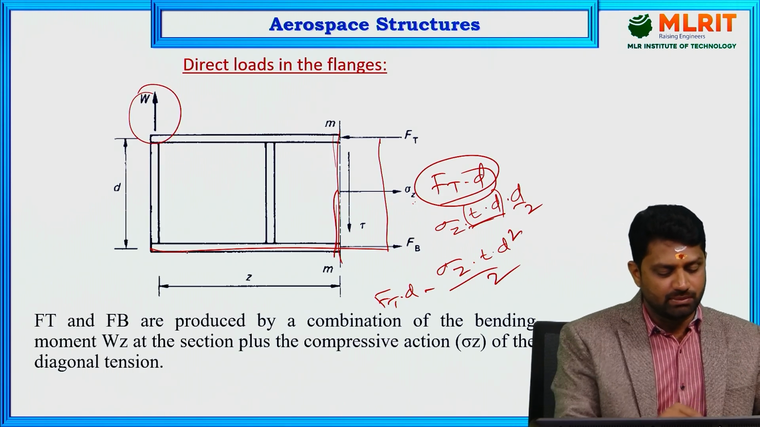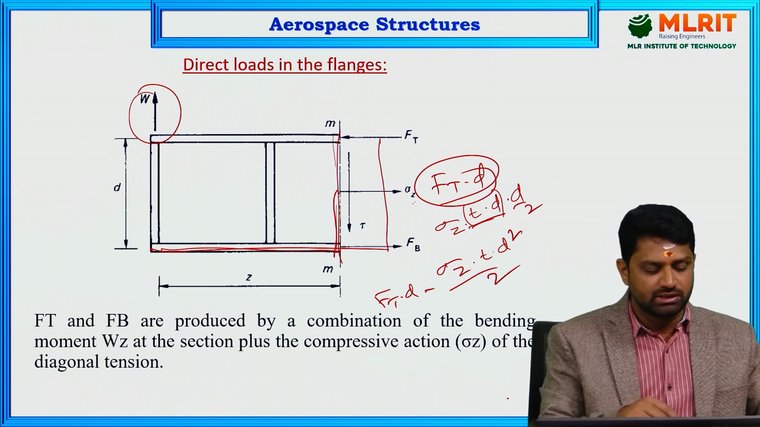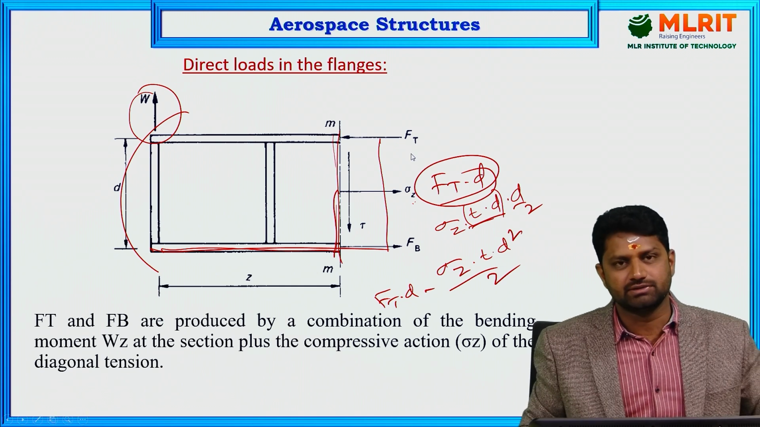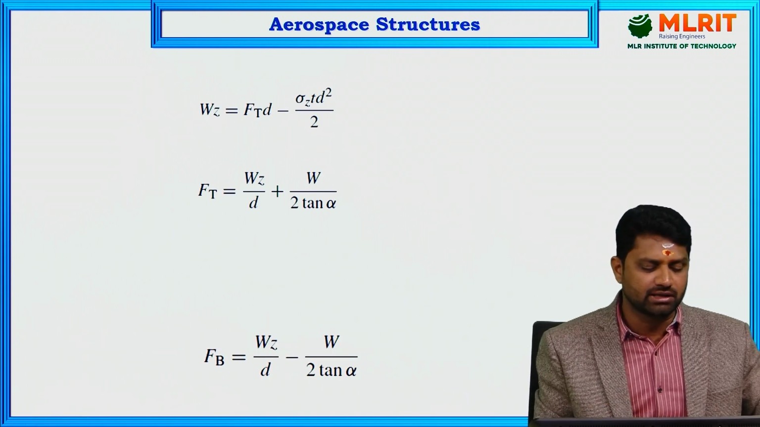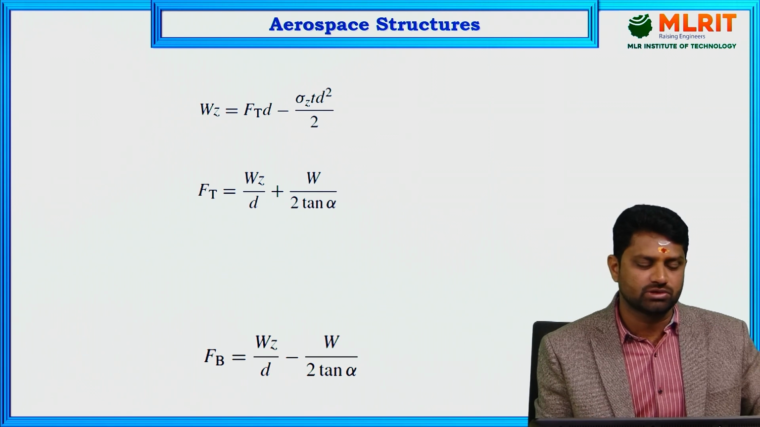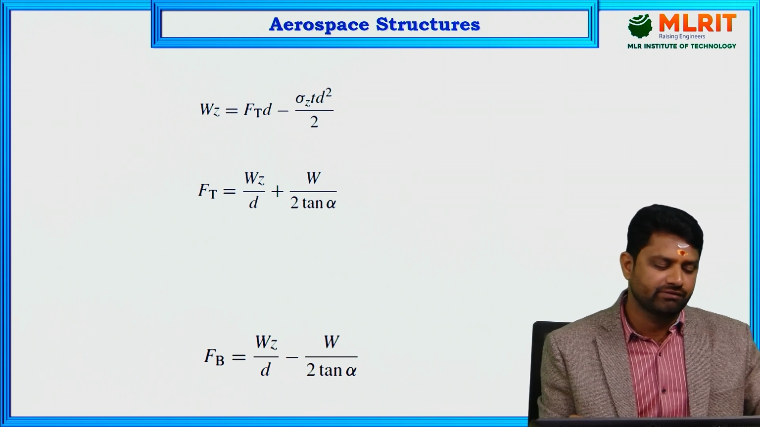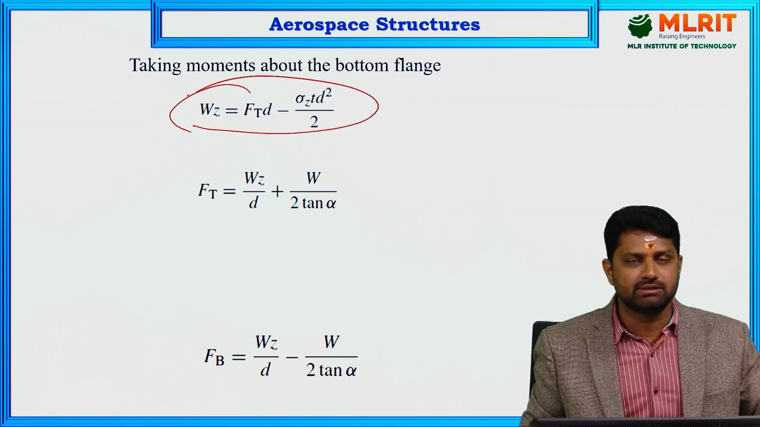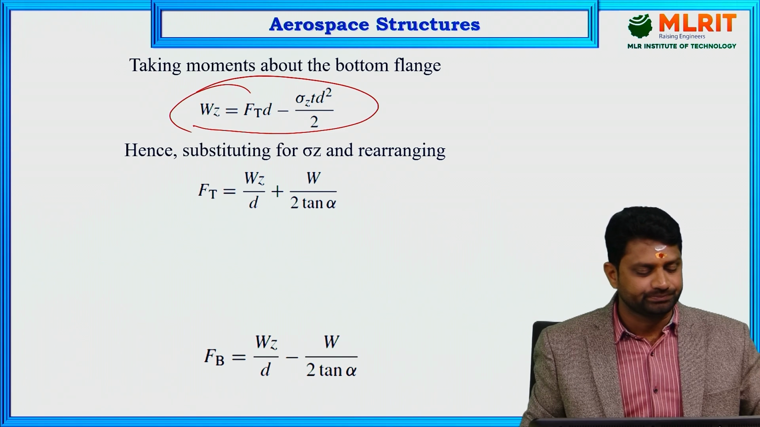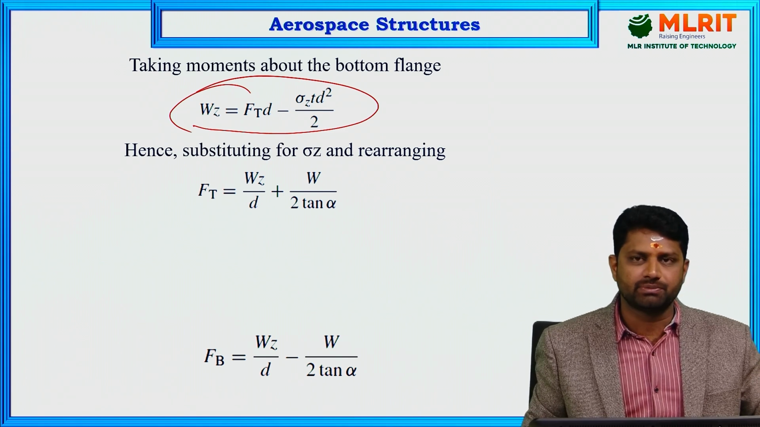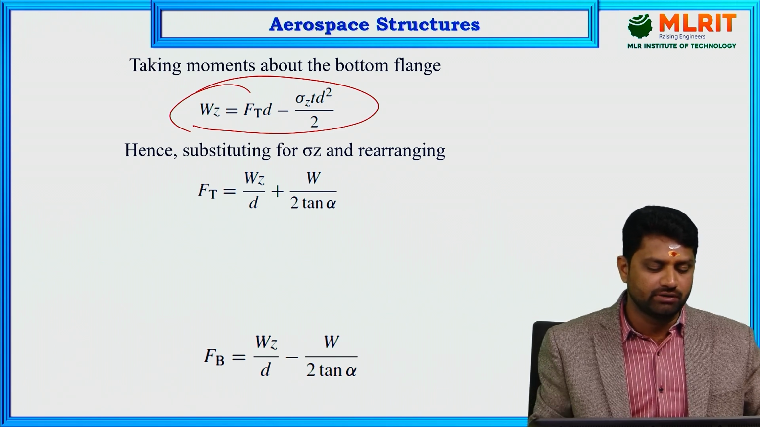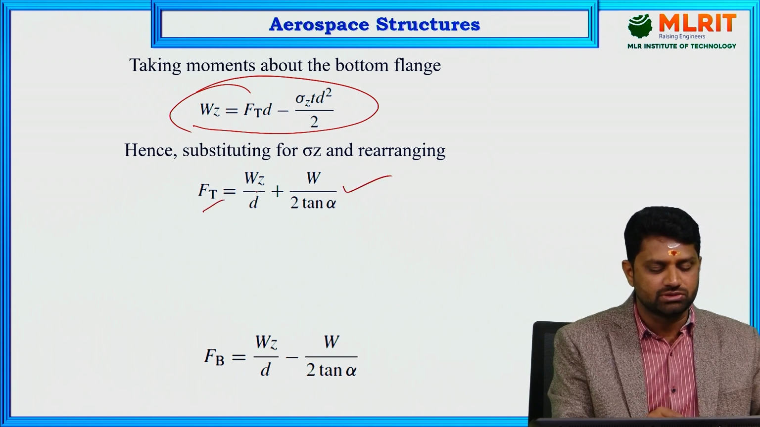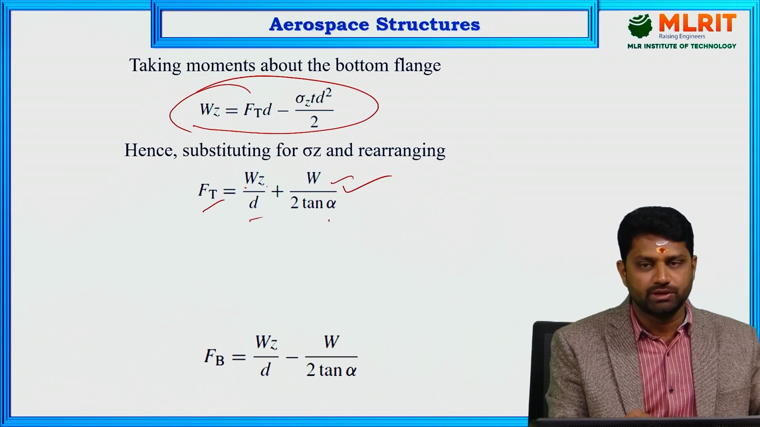Again we have W into Z on the other side. This gives the clockwise moment, while Ft and sigma Z give the anticlockwise moments. Writing with signs, clockwise moment is positive and anticlockwise moment is negative, and you get W into Z equals Ft into D minus sigma Z into T D square by 2. Then substituting for sigma Z from the previous session, you get the formula for Ft, which is equal to Wz by D plus W by 2 tan alpha.